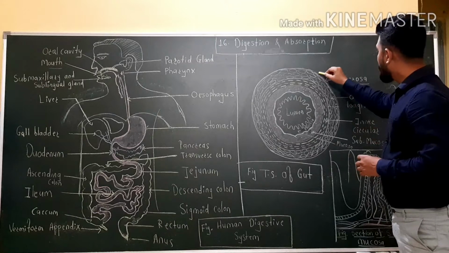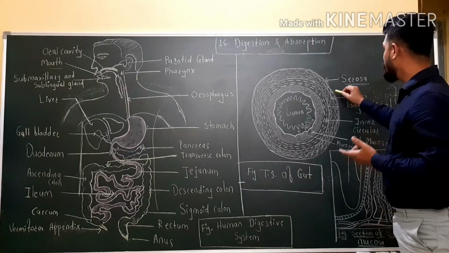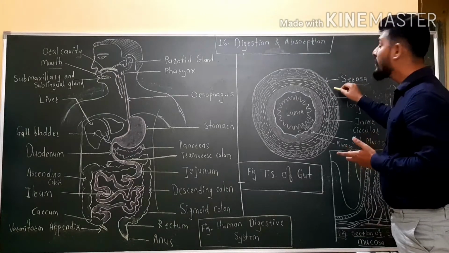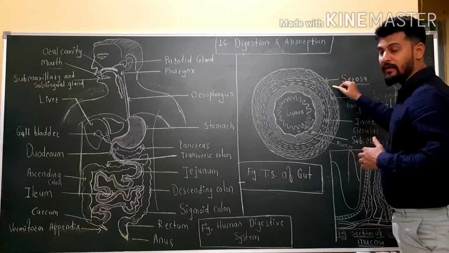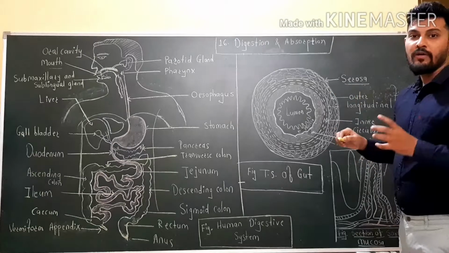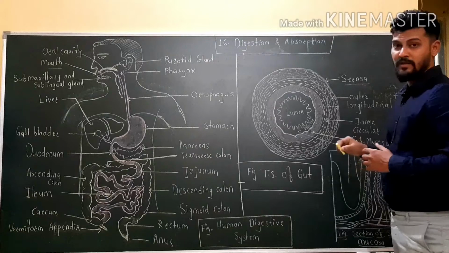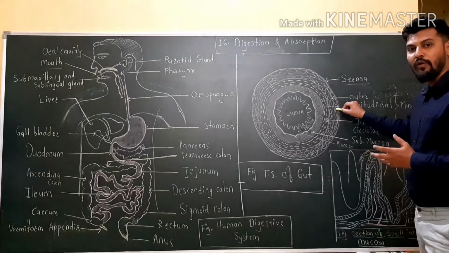Serosa is covered by a thin mesothelium along with some connective tissues. This thin mesothelium is also called the visceral epithelial layer. So the visceral epithelial layer along with the connective tissues forms the outermost layer called the serosa. Inside the serosa, the muscularis is present. Muscularis is formed by the inner circular muscles and outer longitudinal muscles.